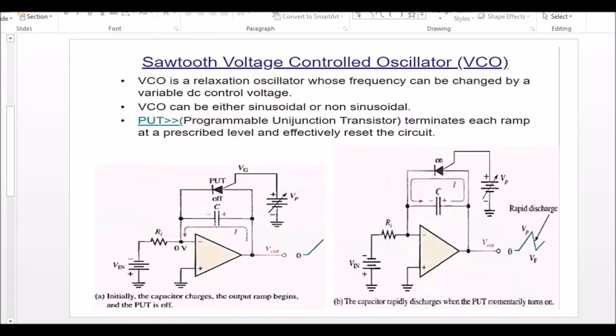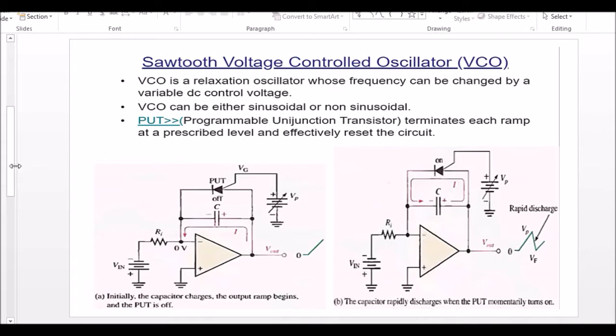Now this is the circuit of your sawtooth waveform generating oscillator. It's a voltage controlled oscillator, right? And the devices used, now this is the same familiar circuit of your integrator with a resistor and a capacitor, right? The new element is this UJT, unijunction transistor, which is controlled with the help of a voltage, and an input DC voltage is applied, right?